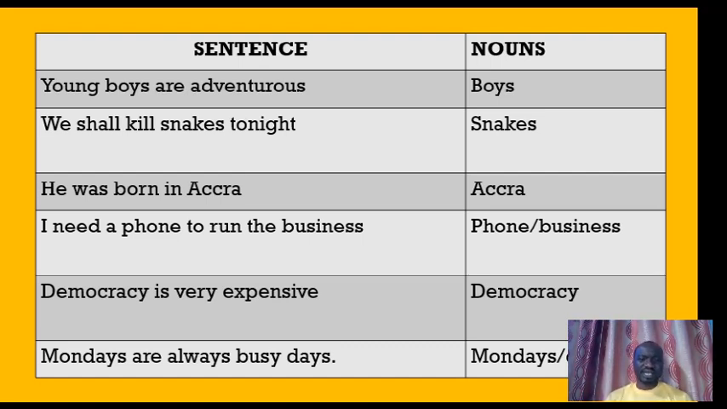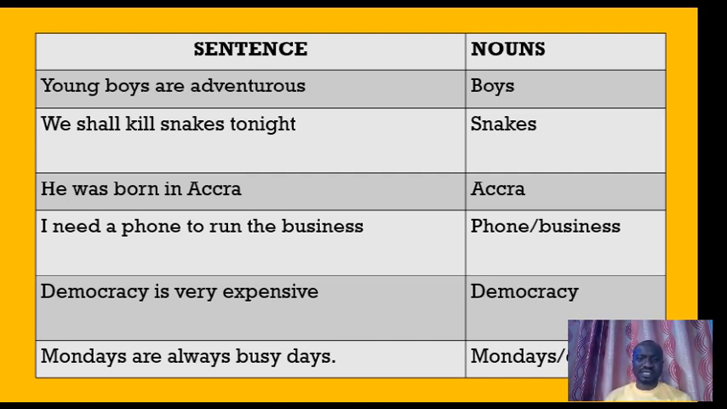Democracy is very expensive. Here, we are talking about democracy. Democracy doesn't belong to an object. It's not an animal. It's not a place, and it's not a person, but what does it give to us? It gives us an idea. It talks about an idea. So such an idea has a name, so we call it a noun.